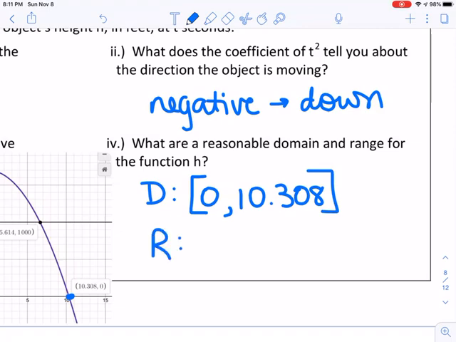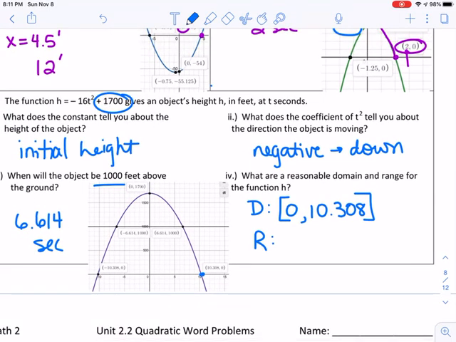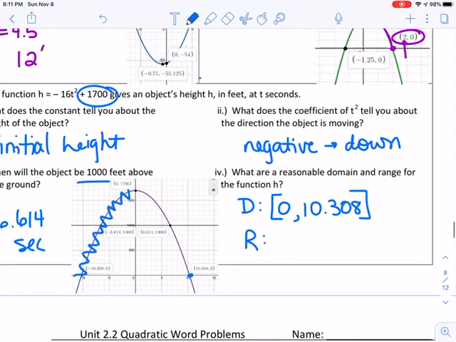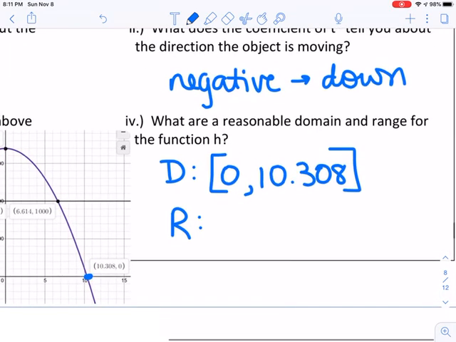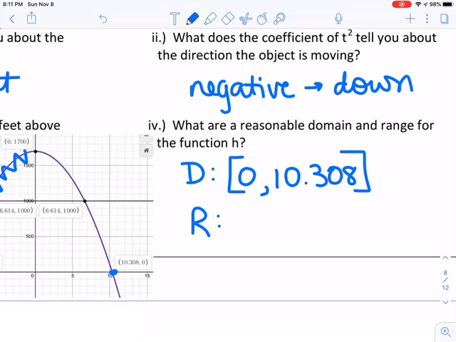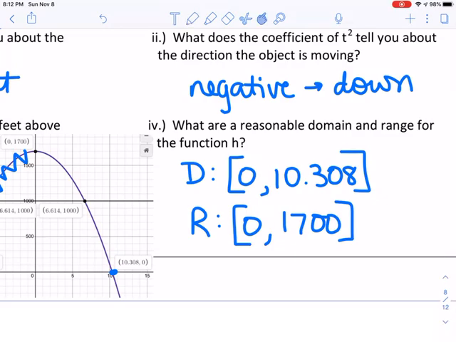And the range, well, the highest this graph goes, and you have to keep in mind that time being negative doesn't make any sense, so really that part of the graph isn't even applicable. So the highest the graph goes would be 1700, and the lowest the graph goes was 0. So from 0 to 1700 would be a reasonable range for this graph.